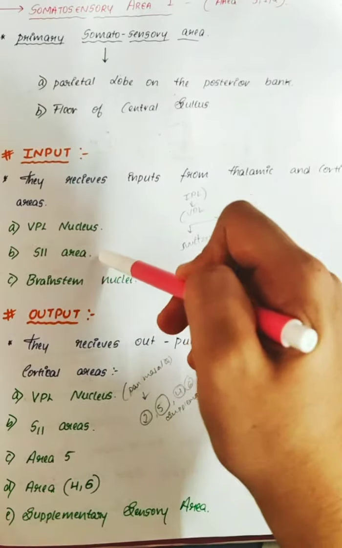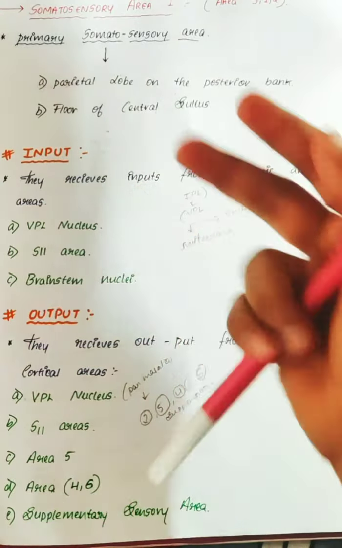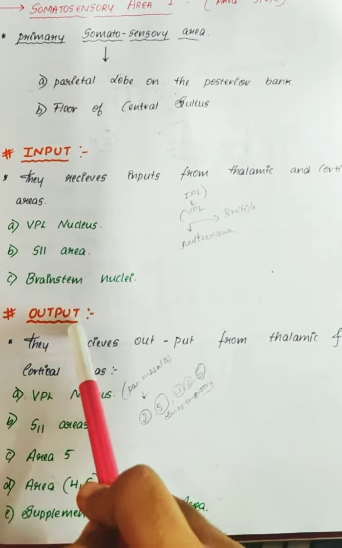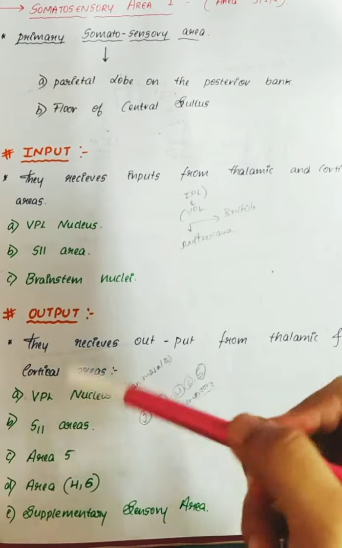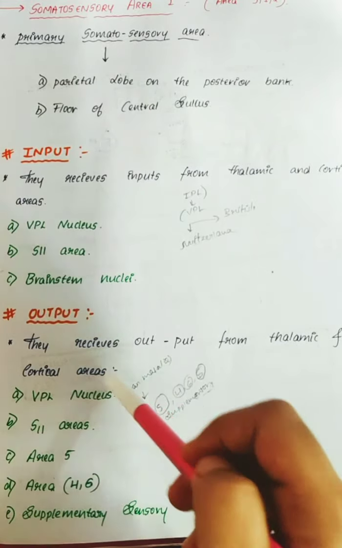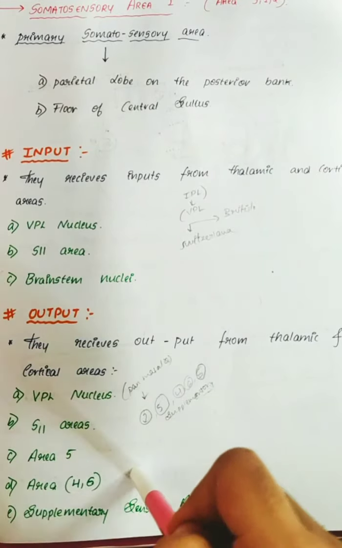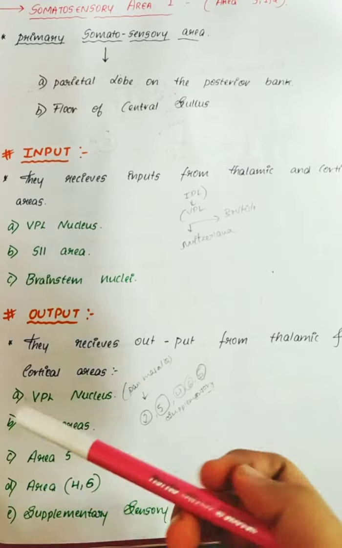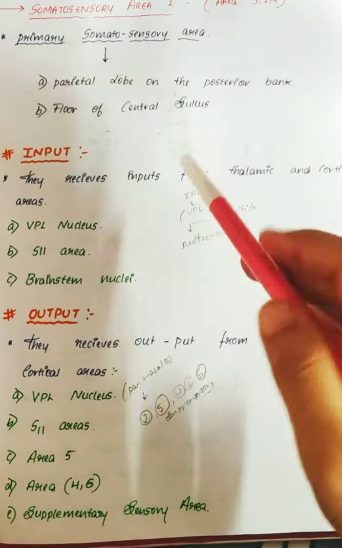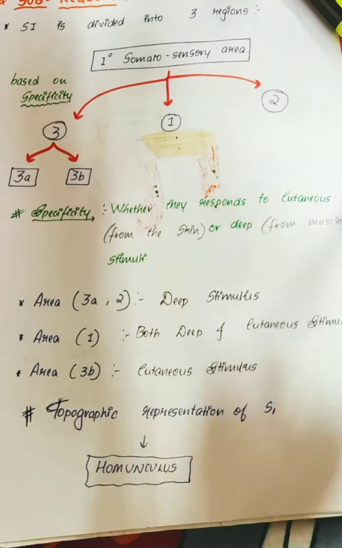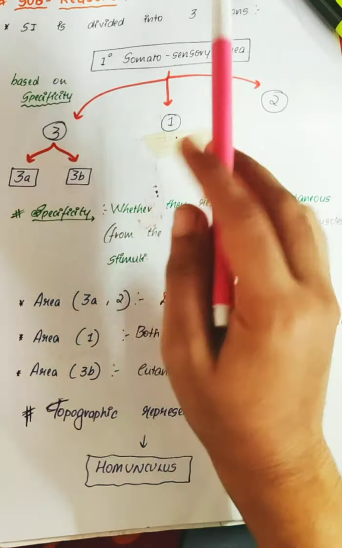VPL nucleus, S2 area and brainstem nucleus. You know the brainstem: midbrain, then pons and medulla oblongata. These are the regions of the brainstem. For the output, it sends to the thalamic and cortical areas. Both are the same, but there are some extra things added here. VPL nucleus, the ventroposterior lateral nucleus of the thalamus; S2 area, the secondary somatosensory area; area number 5, Brodmann's area; and areas number 4 and 6. Remember 4, 5, 6, and 3 areas also, and some supplementary sensory areas present across it. So this is about the primary somatosensory area, the input and output. Now we'll see the sub-regions of the primary somatosensory area. In the primary somatosensory area, there are three main regions.